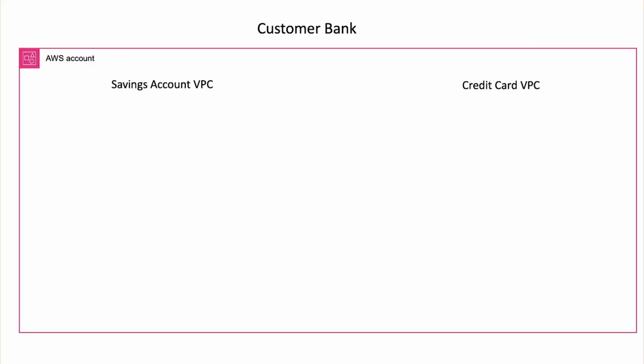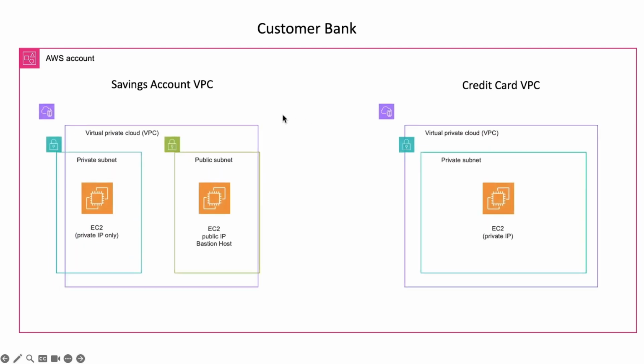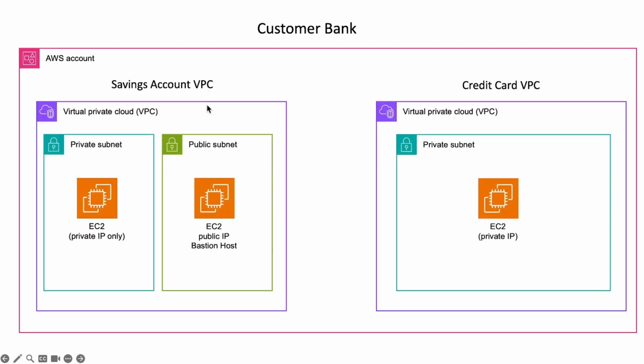For the understanding of VPC peering, let's take a real world example. Let's say you are working on a big enterprise like a bank. In a bank, there are multiple teams working on different departments. Let's say there is a savings account team and there is a credit card team. And these teams have created their own networks, also called VPCs, to isolate and secure their resources.